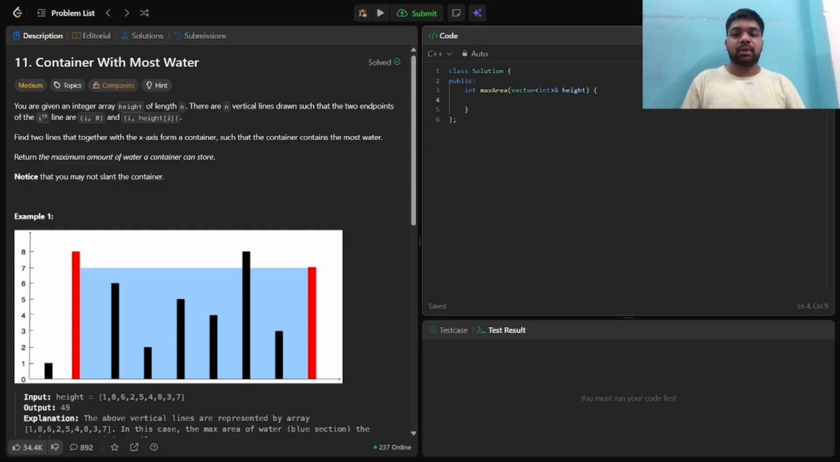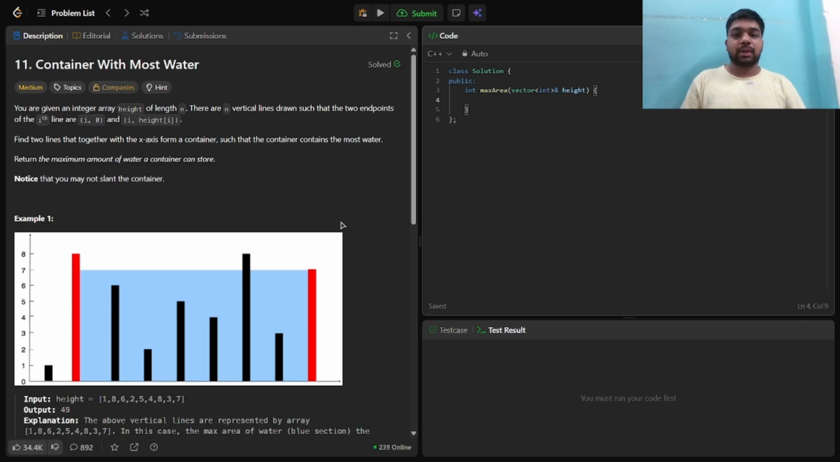So what will be the formula for the area? The formula will be the minimum height of both of the pillars, as the water can be held only up to the shorter one, and the width will be the difference of both the pointers. So here we will use the two-pointer approach.